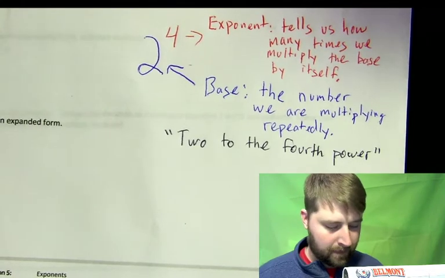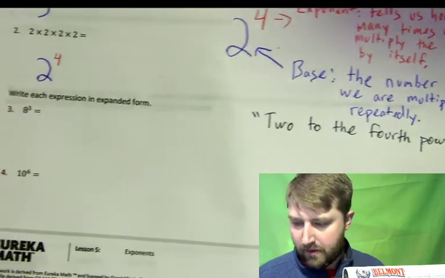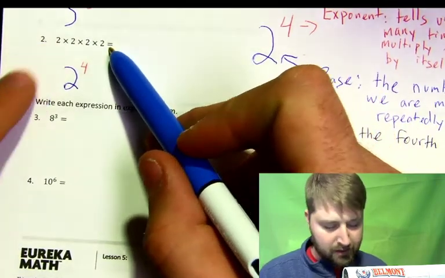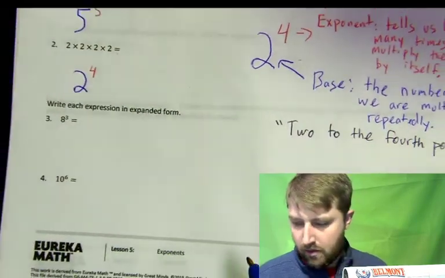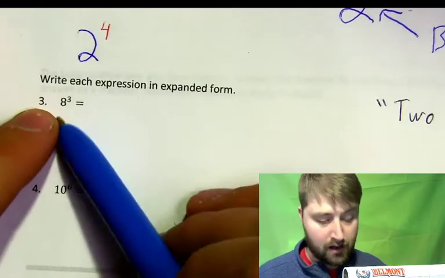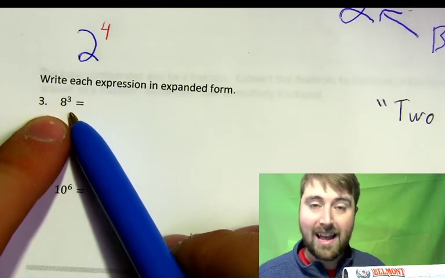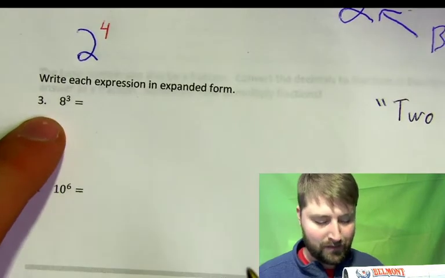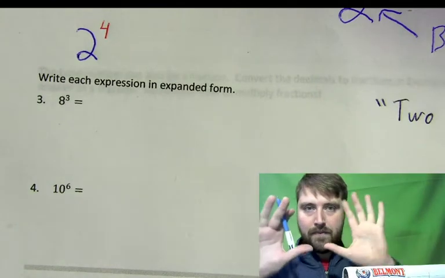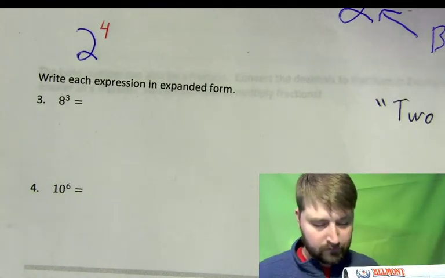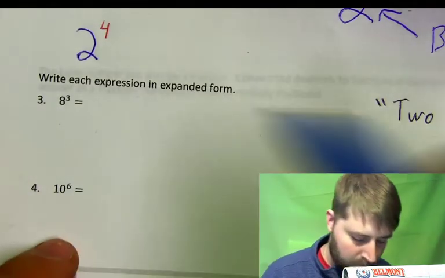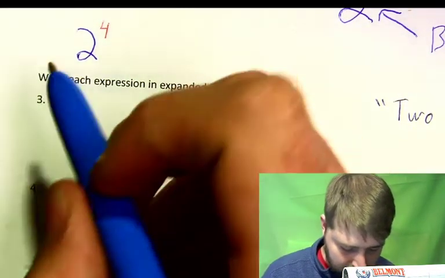All right. So now we're going to move down here and do the opposite. We went from standard form to exponential form. Oops, wrong way there. And now we're going to go from our exponential form to expanded form. So in order to go from our exponential form to expanded form, you're going to take your base. And in this case, our base is 8.